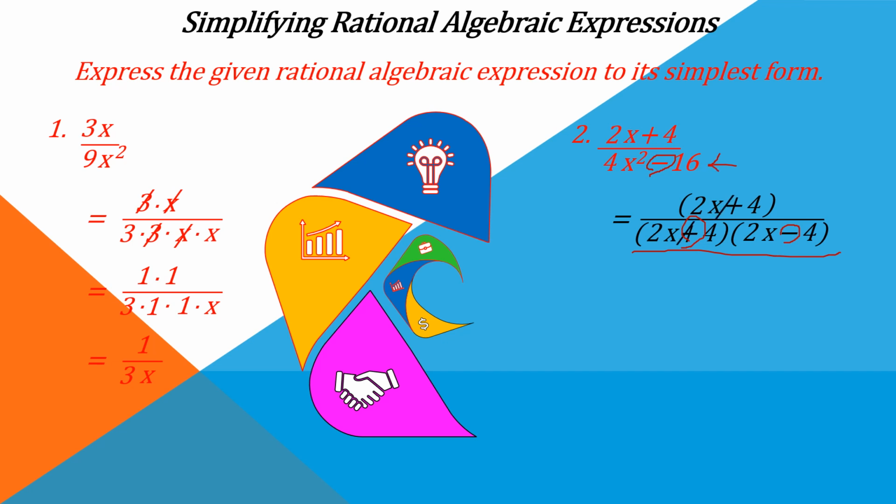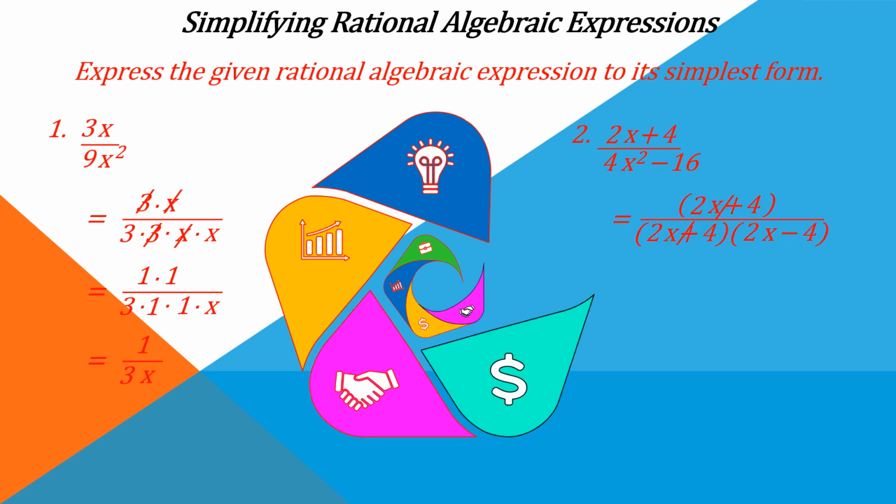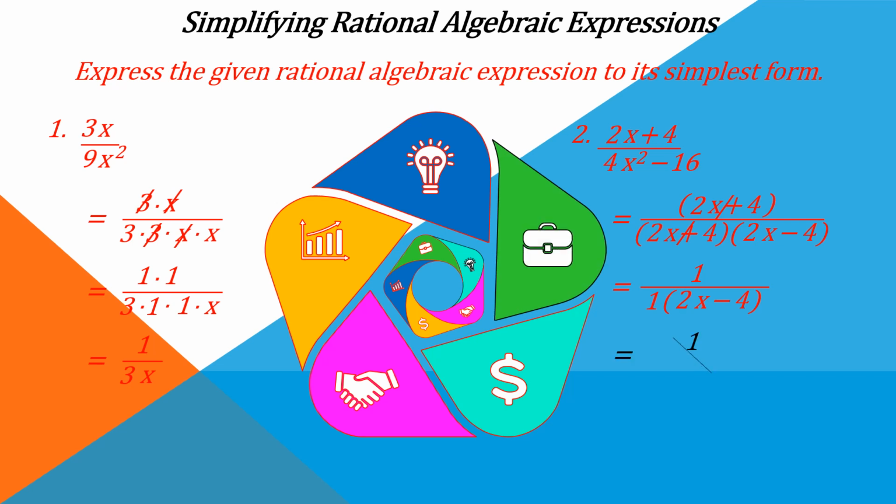And cancel 2x plus 4 and 2x plus 4, and substitute by 1 divided by 1 multiplied by 2x minus 4. Simplifying this expression, we have 1 divided by 2x minus 4, and that is our final answer.